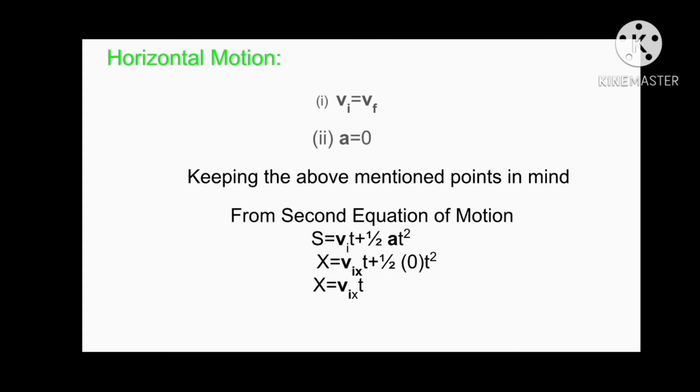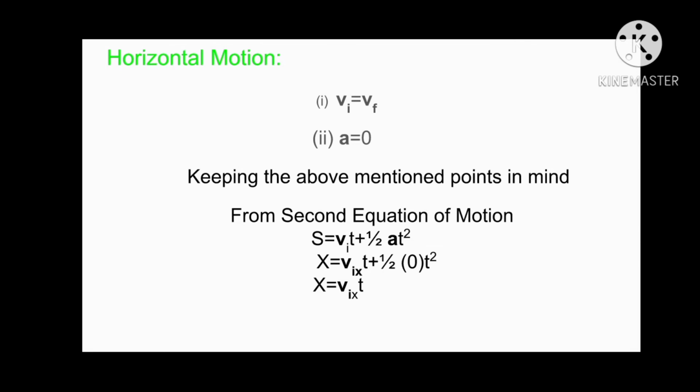Now we are going to discuss the horizontal motion. Here we have 2 points. The first one is vi is equal to vf, meaning initial velocity is equal to final velocity, and the second one is a is equal to 0, meaning acceleration is equal to 0. Obviously, if there is no change in velocity, then there would be no acceleration.